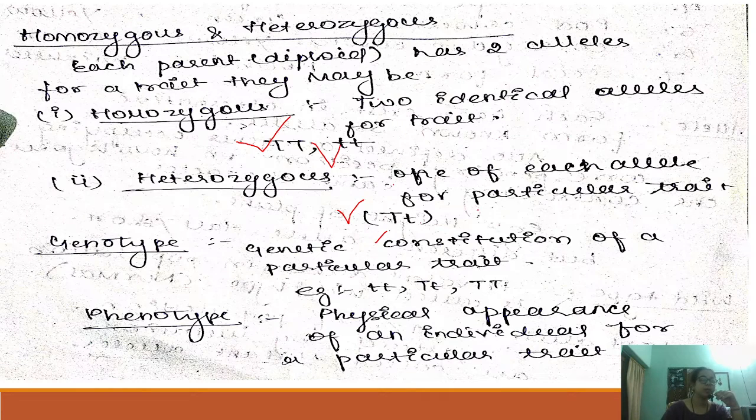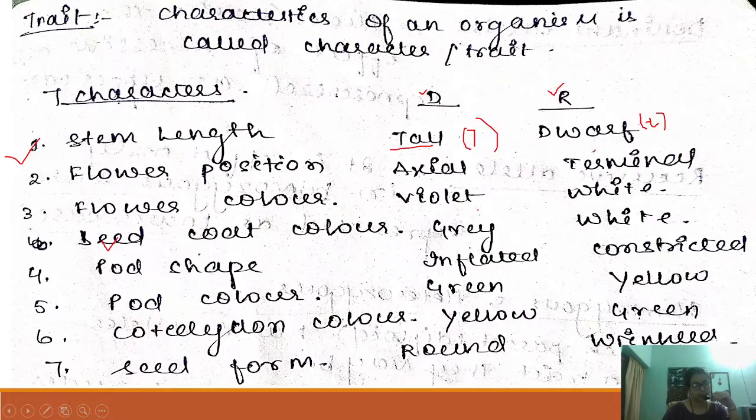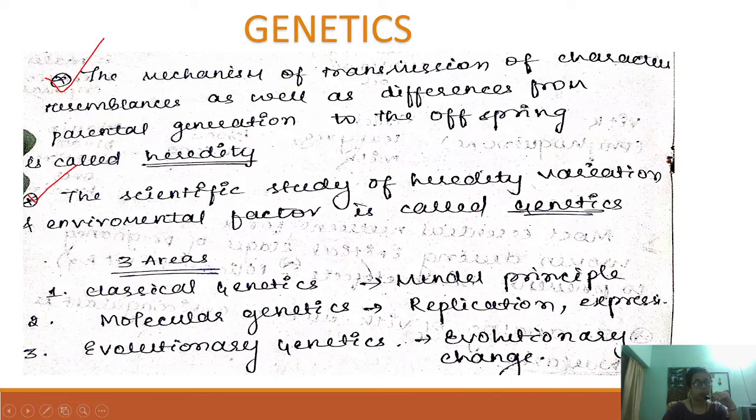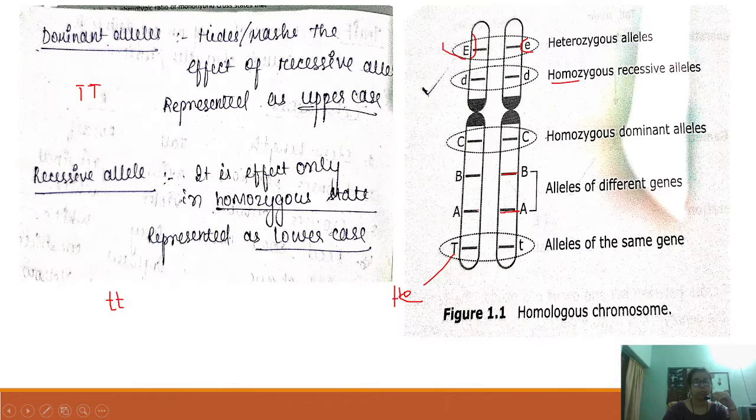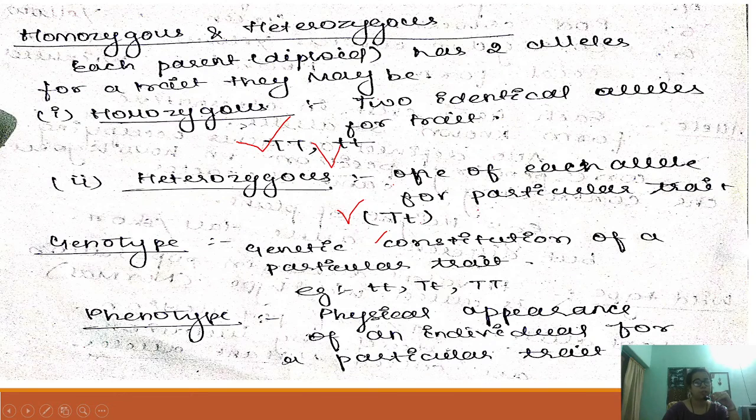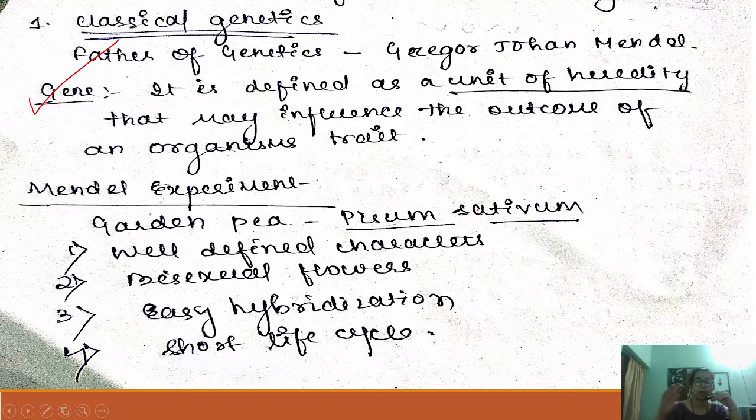Next, what is genotype? Genotype is the genetic constitution of a particular trait and phenotype is the physical appearance, and phenotype depends upon the genotypic constitution. Okay, so this is all about the basic terms of genetics. What is genetics? What are the three areas of genetics? What is the term trait? What do you mean by allele? What are the different forms of allele? What do you mean by homozygous, heterozygous, genotype, phenotype? All of these terms I have discussed in this video, and you will come across them many times. So I request you to watch this part of the video first, then you can watch the upcoming videos. First get clear with the basics.